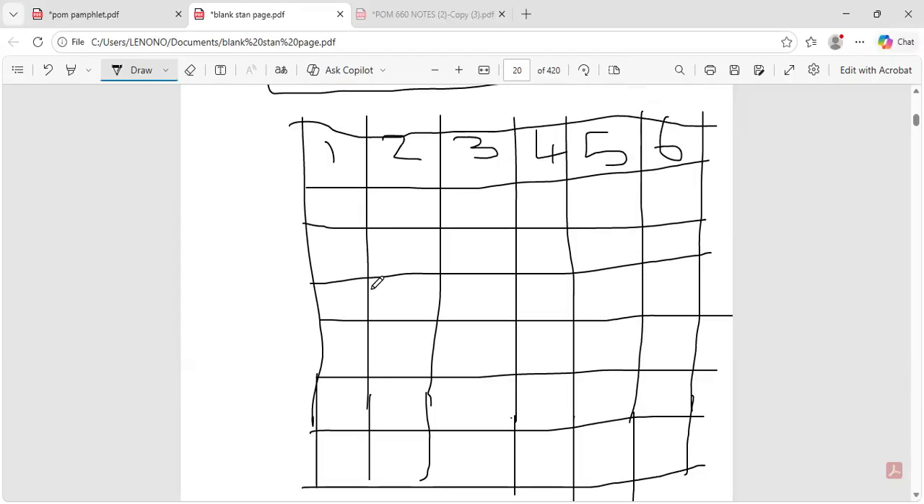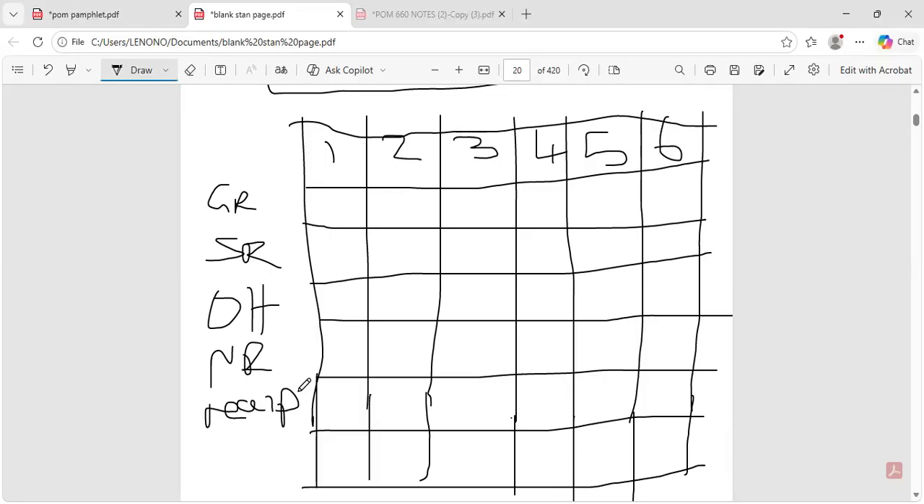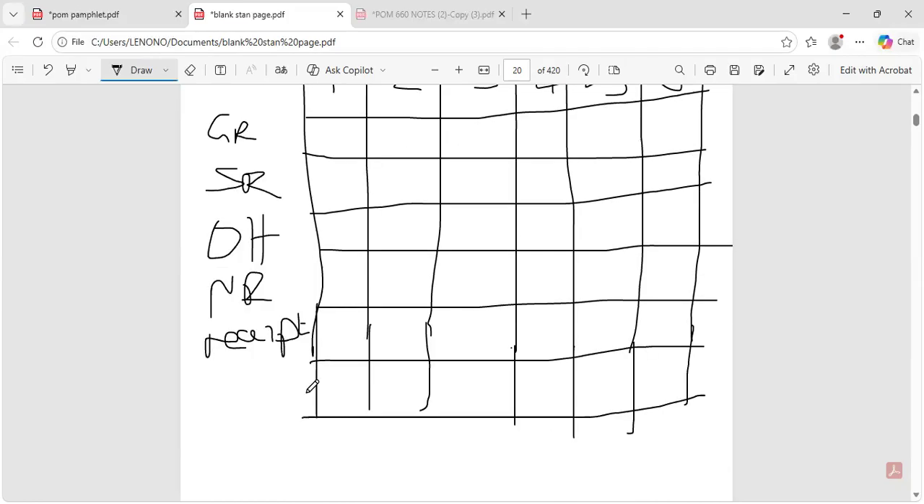So we are going to have the gross requirements, scheduled receipts, on hand, net requirement, the receipt, and then the release.